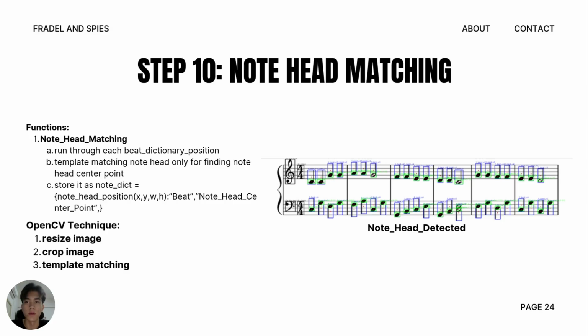In this step, we detect the note head to get the center point for comparing with the step position later. For the function, we use note head matching to run through each dictionary position. Template matching for note heads is only for finding the note head center point and storing it as note dict. And for the OpenCV techniques, we use resize image, crop image, and template matching.